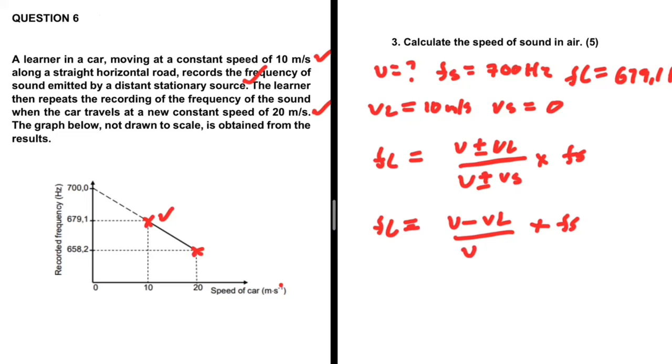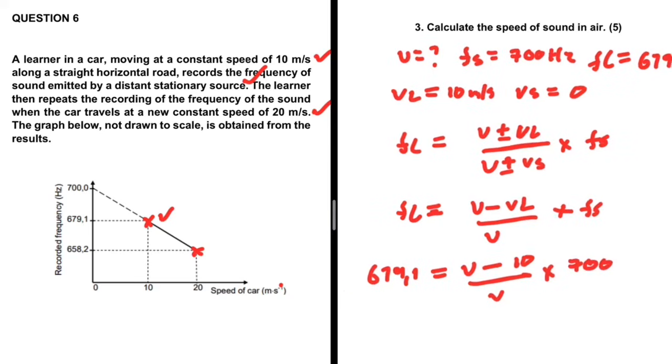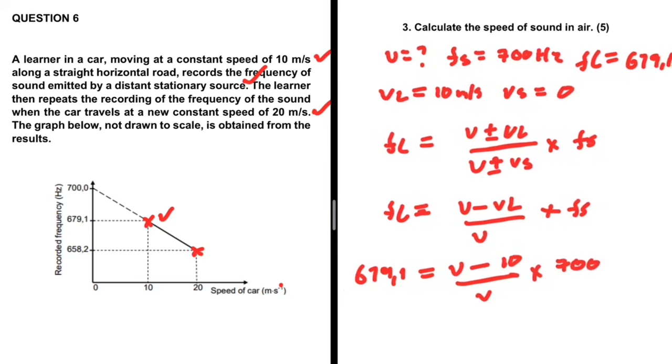FL, the frequency observed, we have 679.1, being equal to the speed of sound in air, so that is V minus the velocity of the listener, 10 meters per second, everything divided by V, multiplied by the frequency emitted. So there we go. We have solved the physics question. Right now we're just solving for V. It now becomes a mathematical problem.